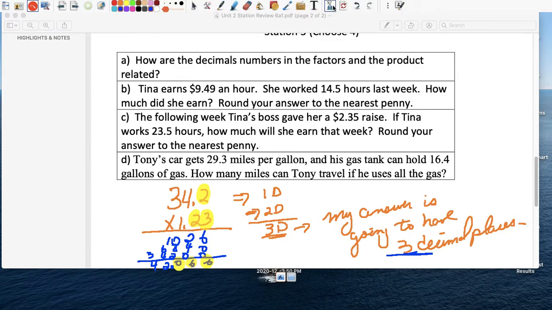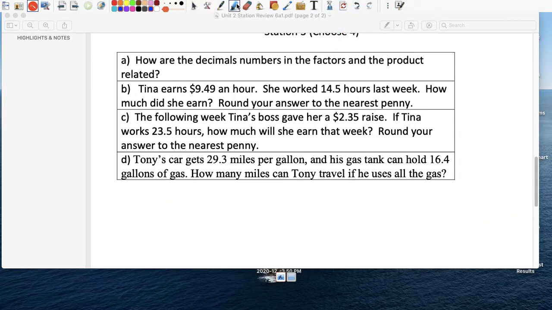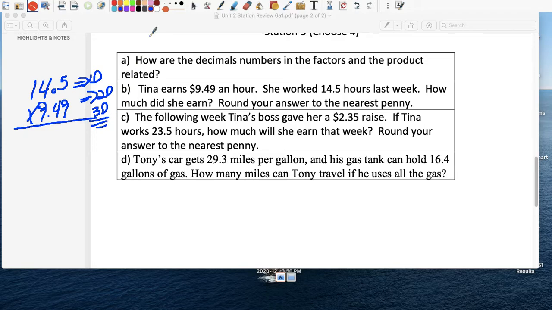Okay. So question B is important because you will see it tomorrow. Tina earns $9.49 an hour. She worked 14.45 hours last week. How much did she make? Well, let's multiply. 14.5 times 9.49. We gotta multiply. There's 1 decimal place here. There's 2 decimal places. So my answer is going to have 3 decimal places, and we'll talk about that in a second. Now remember, we're talking about money, so let's multiply first.